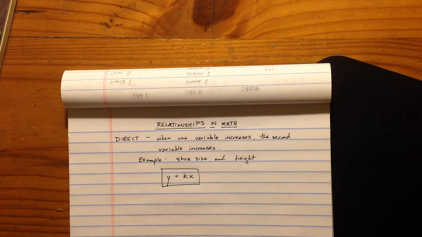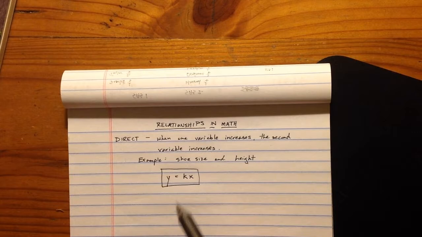So we have direct relationships and inverse relationships, also called variations. Direct variation, inverse variation. If we have a direct variation, we're talking about two variables. When one variable increases, the second variable increases. Likewise, if one variable decreases, the other one has to decrease. An example of this would be shoe size and height. Generally speaking, the bigger someone's shoe size is, the taller they are. The smaller the shoe size is, the shorter they are.